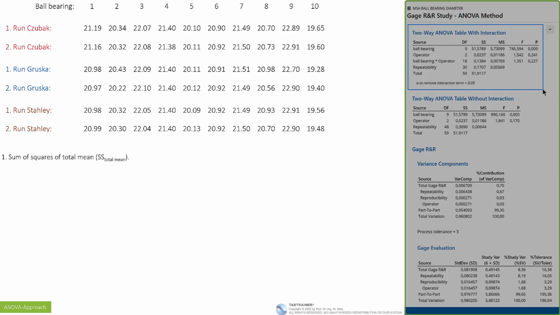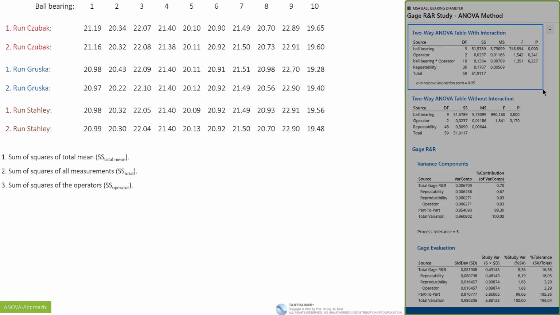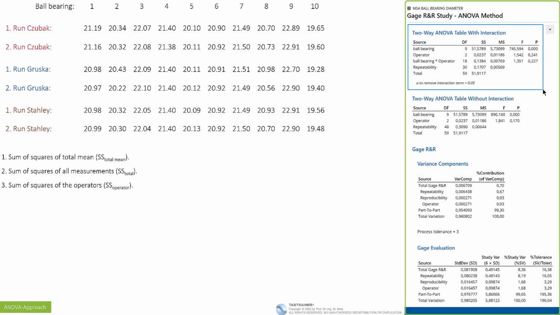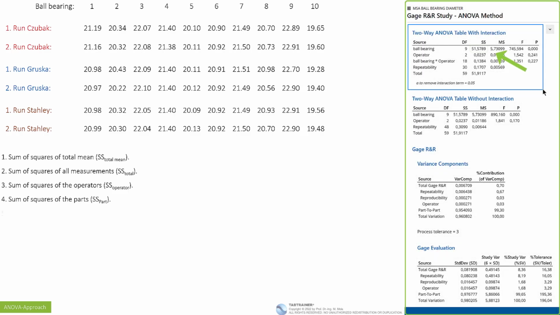1. The sum of squares of the total mean, SS total mean. 2. The sum of squares of all measurements, SS total, abbreviated in the output window as sum of squares, that is sum of squares total, SS total. 3. The sum of squares of the operators, SS operator, abbreviated in the output window as sum of squares SS operator.